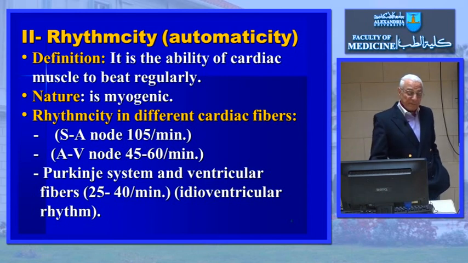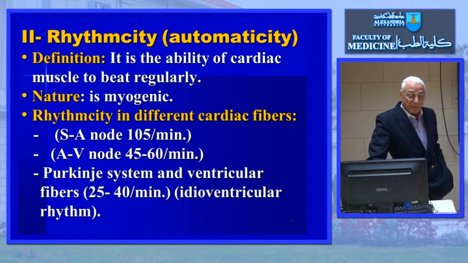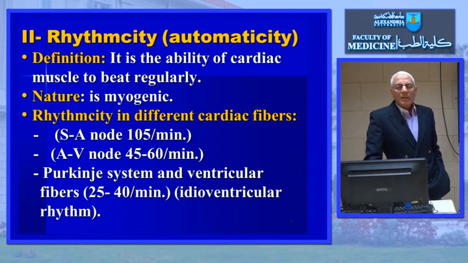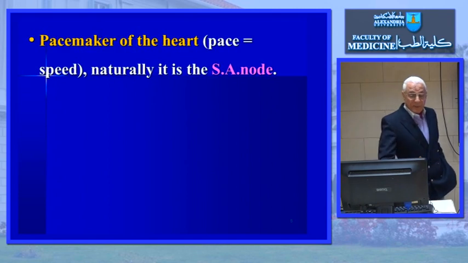This means different parts of the heart have different rates of activity. If we separate the different parts of the heart, SA node, AV node, atria, ventricle, and so on, each acts at its own rate. But in a normal heart, all of them must obey the highest rhythm, that of the SA node. And so we call the SA node the pacemaker of the heart, the cardiac pacemaker. Pace means speed.